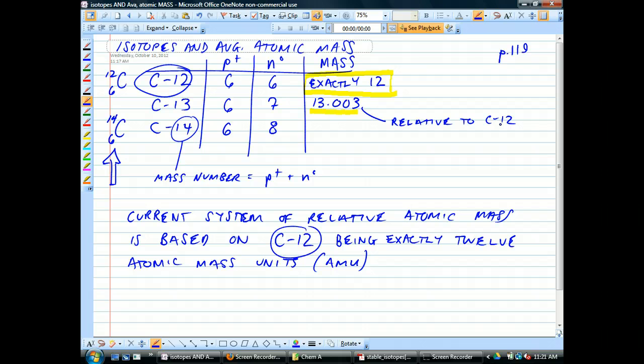So just like in John Dalton's system, everything was relative to hydrogen being 1. Right? In Dalton's system, everything was relative to hydrogen being 1. Now, it turns out the masses aren't going to be so different doing it this way, because the carbon-12 atom has 6 protons and 6 neutrons, and so it's about 12 times as massive as a hydrogen atom, which only has 1 proton.